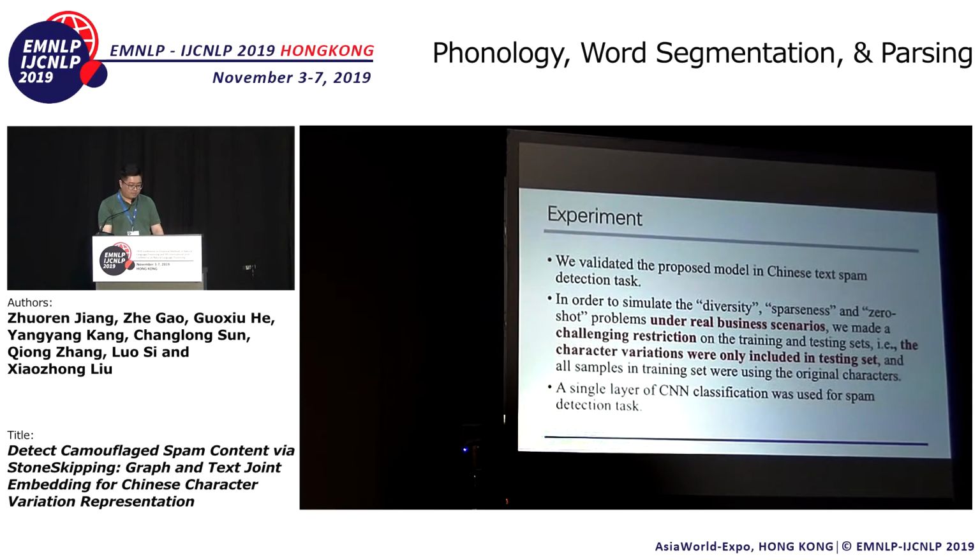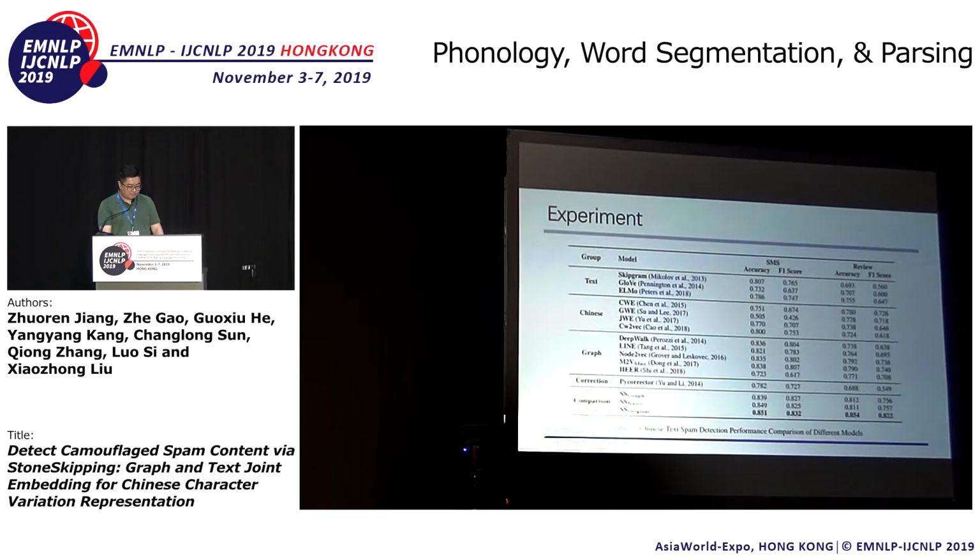We validate the proposed model on the Chinese text spam detection task. In order to simulate the real business scenario, we made a very challenging restriction. That means the character variations were only included in the testing set, and all samples in the training set were using the original characters. We use a single layer CNN classifier for the spam detection task. We chose 13 strong baseline algorithms as a comparison group, from text or graph viewpoints, to comprehensively evaluate the performance of the proposed method. The result is pretty good.